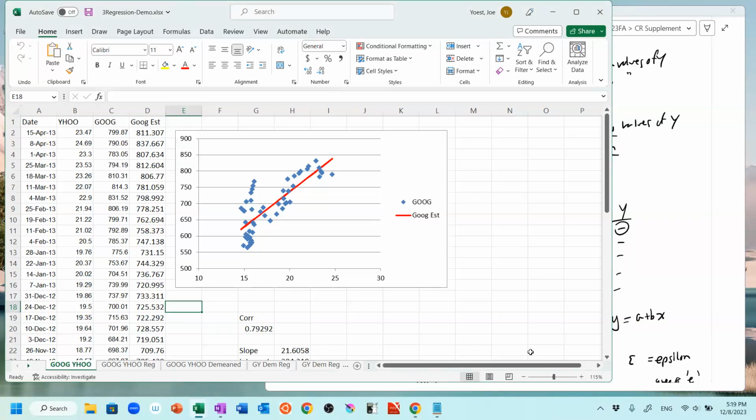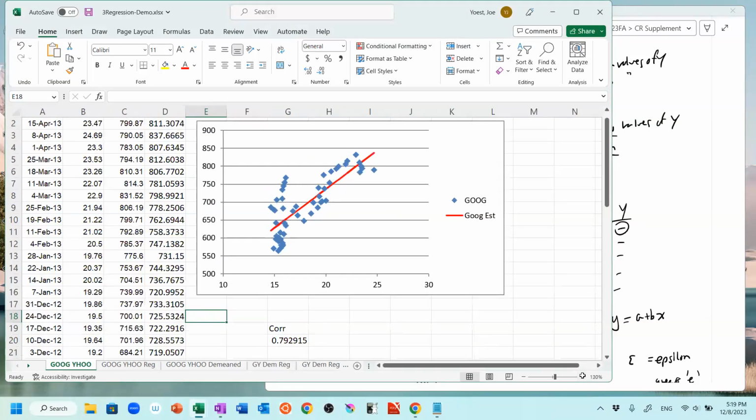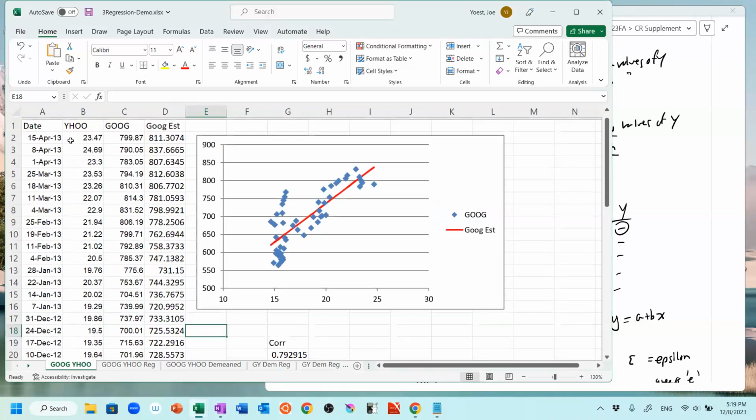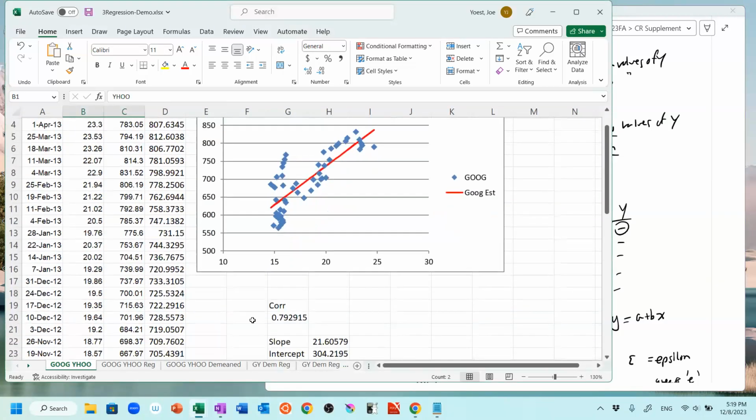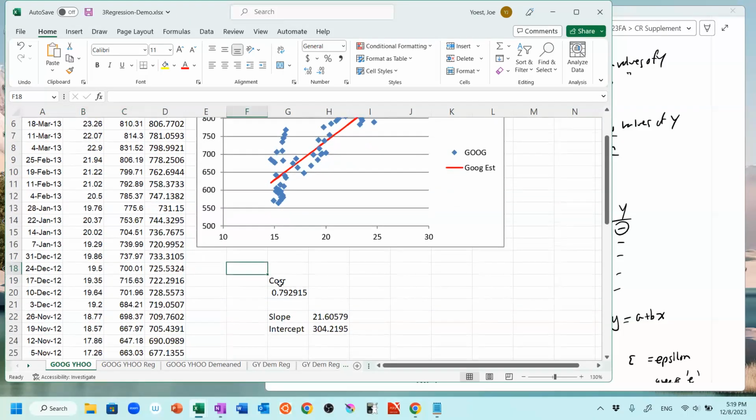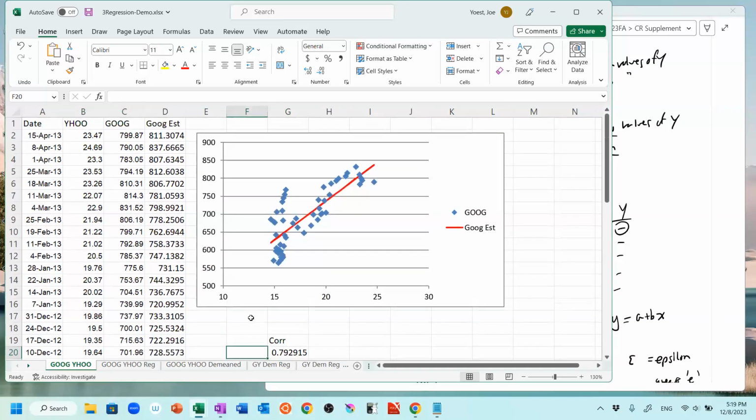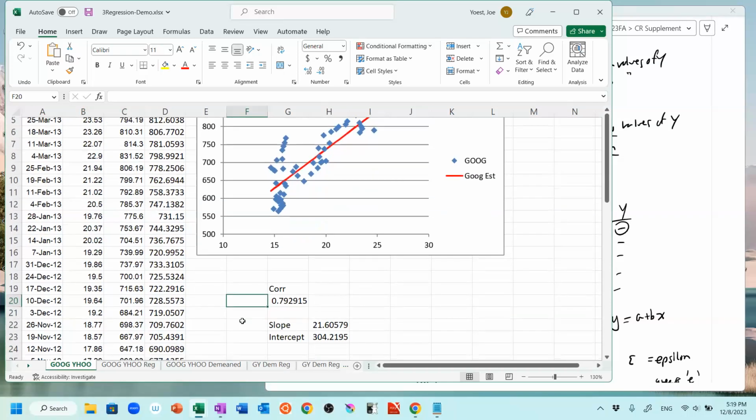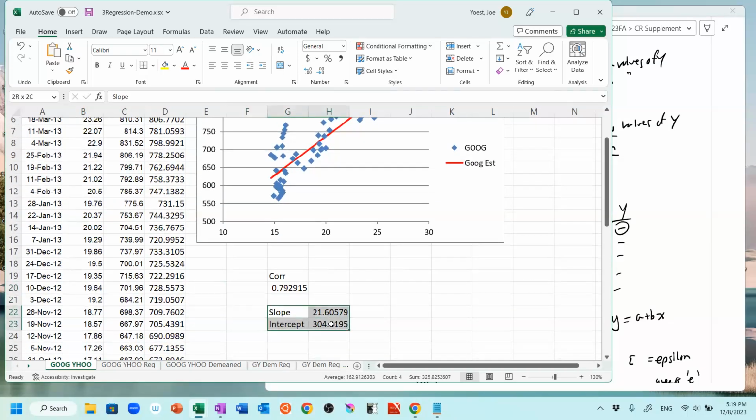And here's an example that I have. So we're jumping right over to Google and Yahoo because we saw that they had what seemed like a high degree of linear relationship. So it makes sense to use a linear model to model this relationship, right? That was the correlation of 0.79. So if I have Excel do the number crunching, what it tells me is that this is the slope and intercept I should use. The slope should be 21.6, the intercept 304.